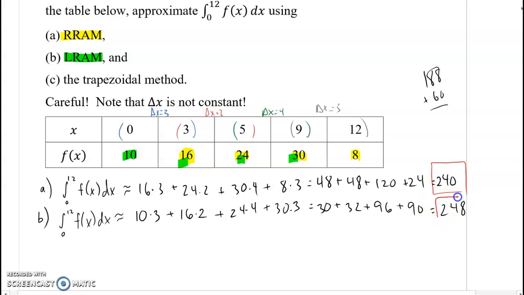Alrighty. Notice we don't get the same value. We didn't expect that. It's possible that LRAM and RRAM will give us the same output, but we wouldn't expect that. They're two different methods of approximating the same value.